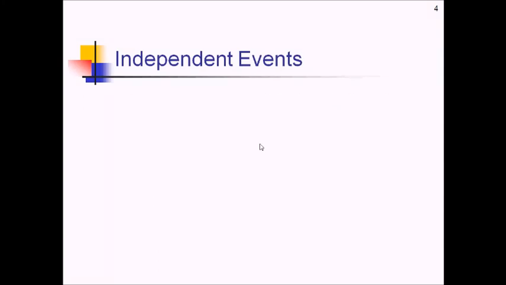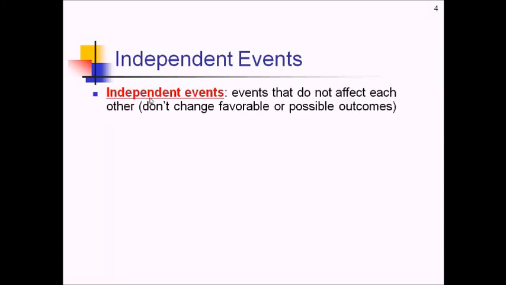The first type of events we'll talk about are independent events. These are events that do not affect each other, which is to say we're not changing the favorable or possible outcomes for one event by doing the other event. So, for example, rolling a die and flipping a coin are independent.